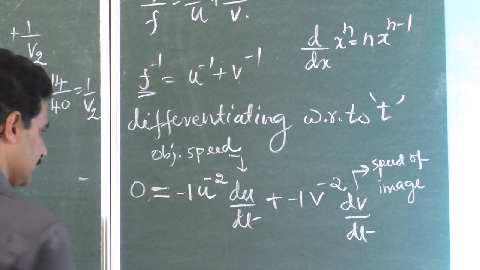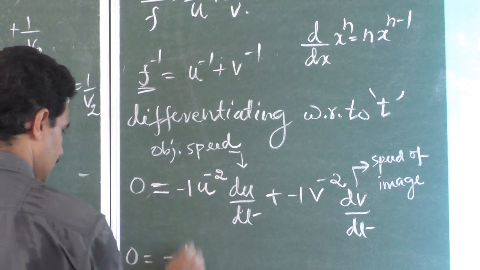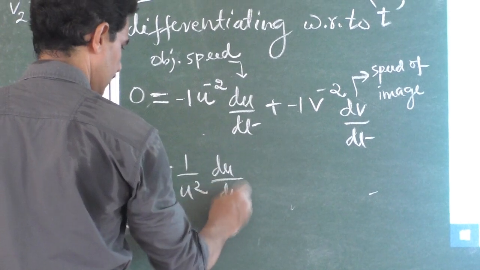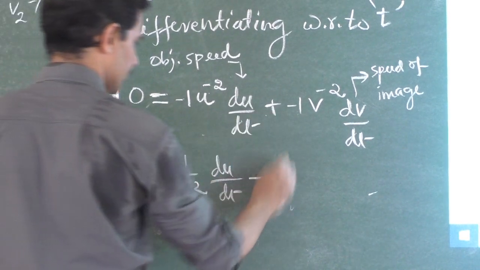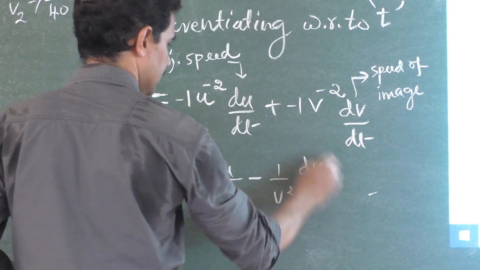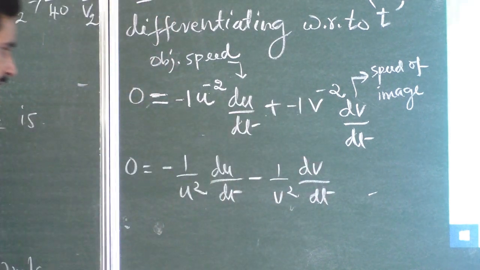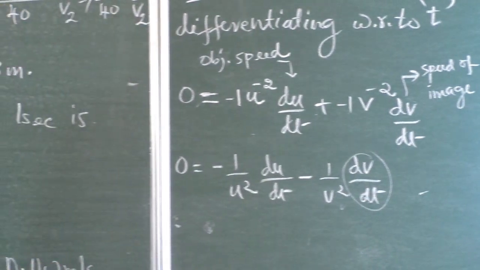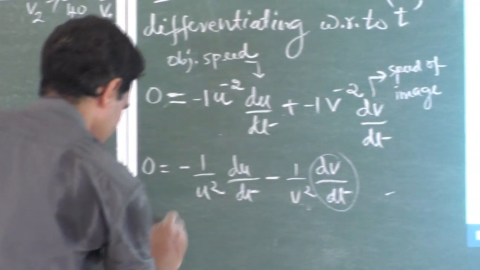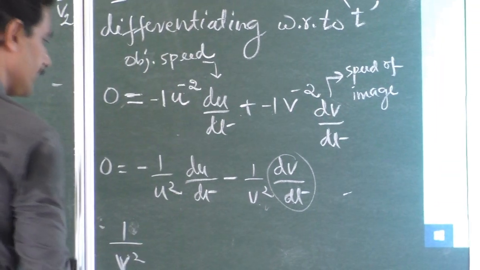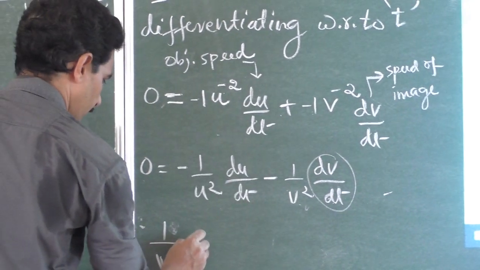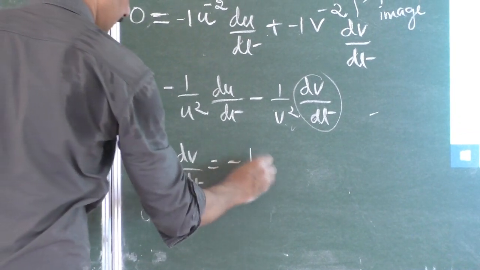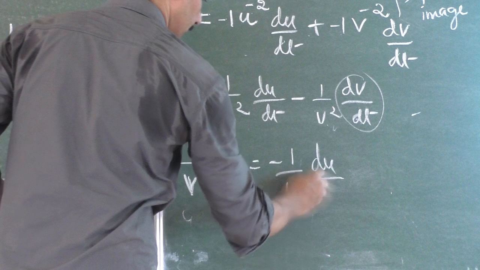So if I replace this formula, 0 is equal to minus 1 by u square, I will bring this to the denominator, du by dt, object speed, minus, this becomes minus 1 by v square, dv by dt, velocity of the image. You bring this here, because this is what is needed, velocity of the image. So if I bring it here, 1 by v square dv by dt is equal to, minus will remain, minus 1 by u square, du by dt.